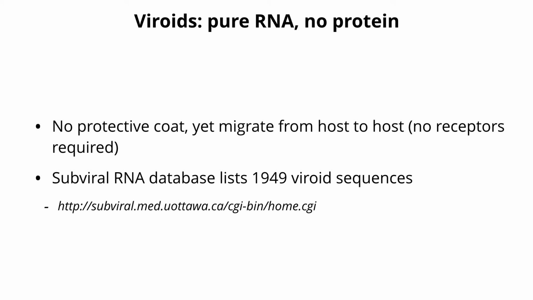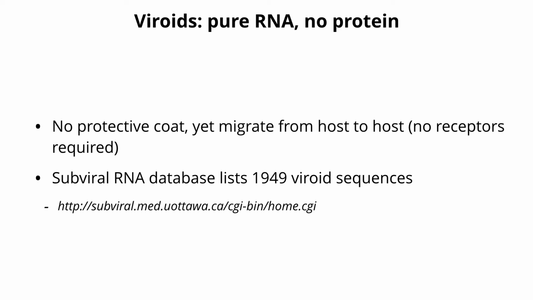So first, let's talk about viroids. These are very interesting because they consist only of RNA. They don't code for any protein. They have no protective coat either. There's no capsid, just a naked piece of RNA that doesn't code for any proteins. And we call these viroids to distinguish them from viruses.